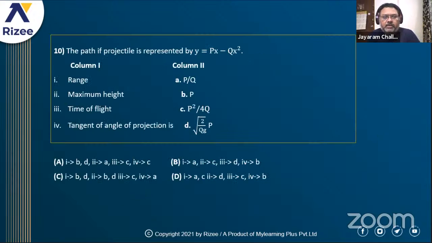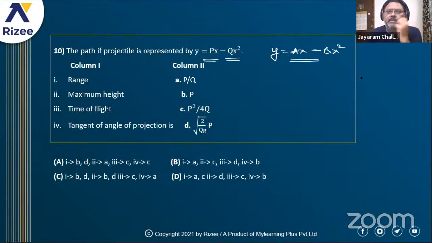So last one, the path of the projectile is represented by the y. He has given some equation for the path of the projectile, sir. That is y is equal to px minus qx square. It is in the form of the general path of the projectile as a parabola. That is generally, when we derive, we take the same thing as A and B. Here he has taken it as P and Q. Now we need to match the following.